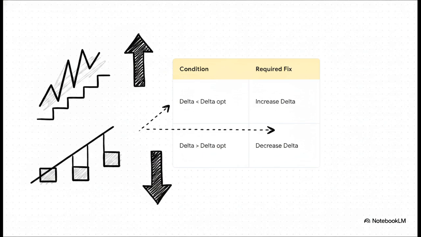On the flip side, if the signal changes too slowly and your step size is too big, you get this blocky distortion called granular error, meaning delta is greater than delta optimum. The fix for that is to decrease the step size. Whatever you do, do not invert these fixes on the test.